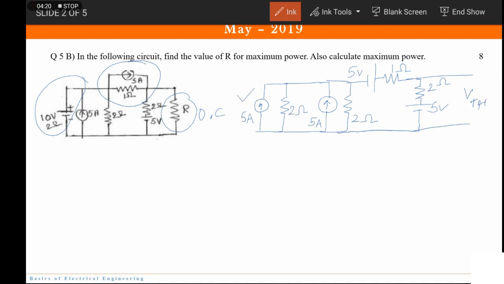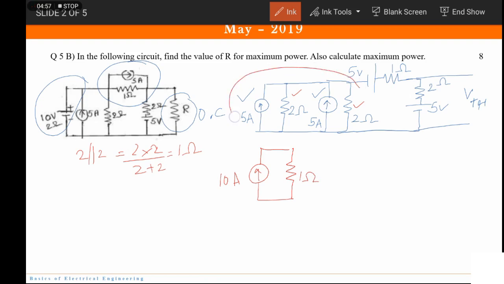So see, this 5 ampere and this 5 ampere, the current direction is the same, right? So the current will be added and it makes it 10 ampere. Similarly, this 2 ohms is in parallel with this 2 ohm. So that can be reduced into a single resistor. What is going to be the parallel combination of 2 and 2? It will be 2 into 2 upon 2 plus 2. So that comes out to be 4 upon 4, 1 ohm. So now here we have 1 ohm. So we have reduced this part.